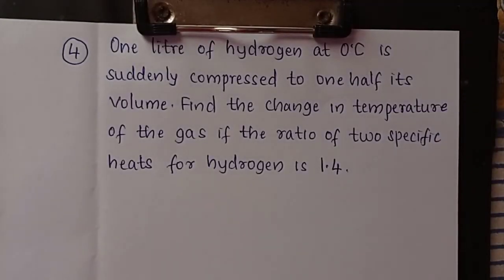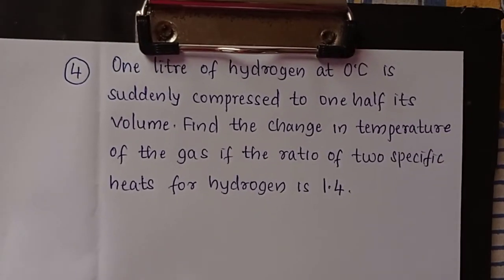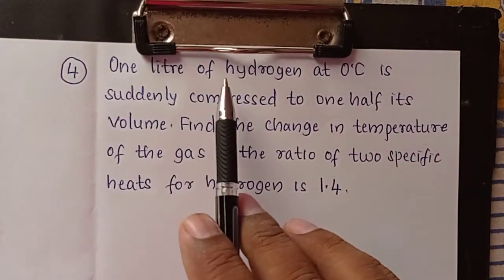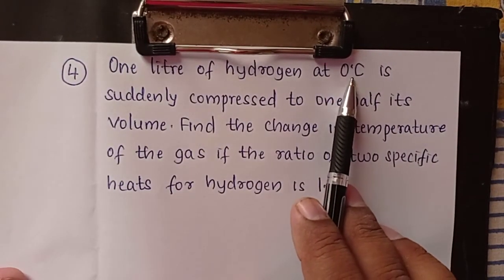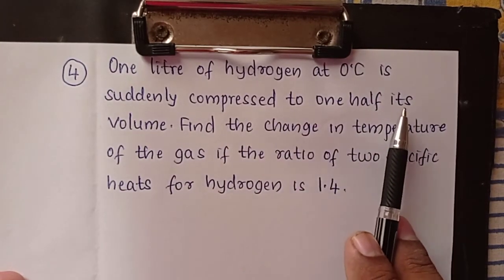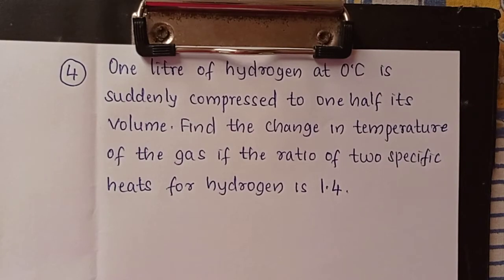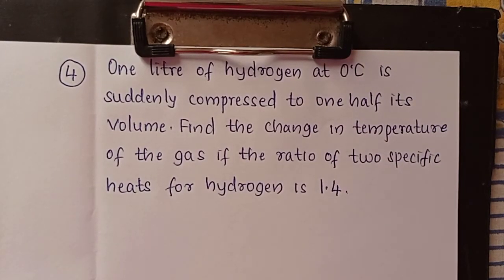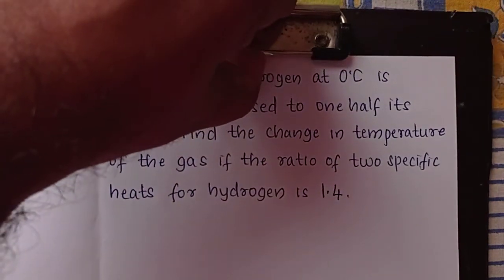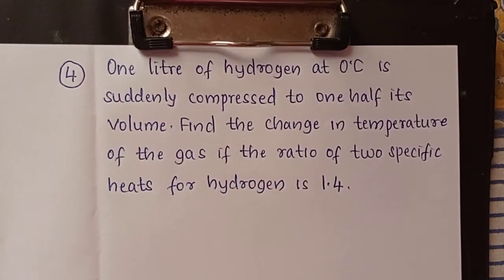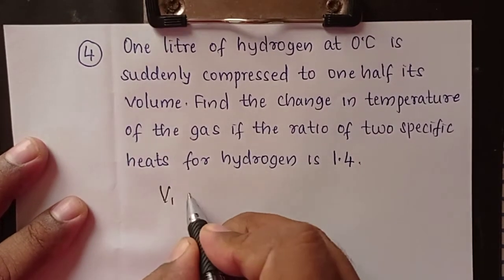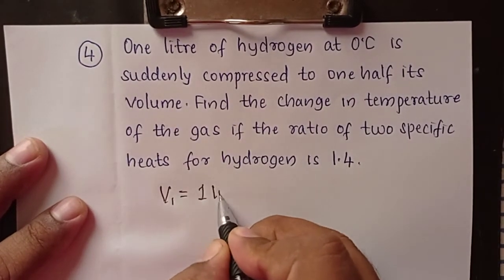So the next problem is same as the problem we have solved in the last chapter, but still we'll solve it. 1 liter of hydrogen at 0 degree centigrade is suddenly compressed to 1/2 its volume. Find the change in temperature of the gas if the ratio of two specific heats of hydrogen is 1.4. So he has given 1 liter, that is V1 is equal to 1 liter.